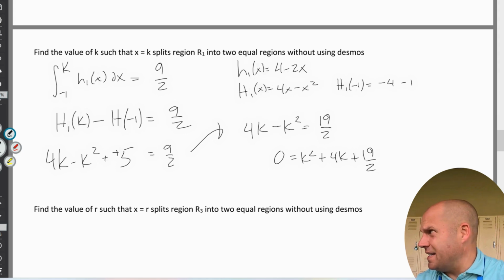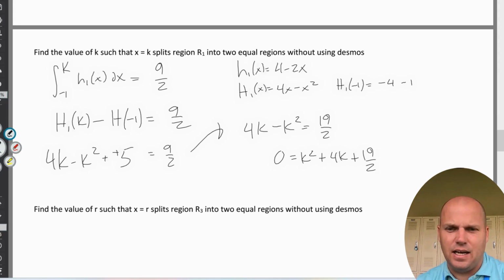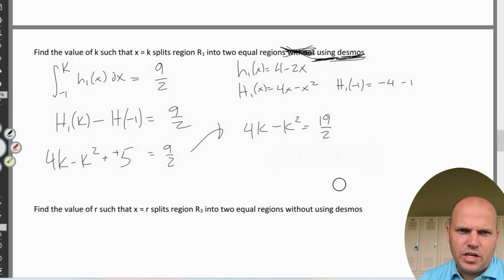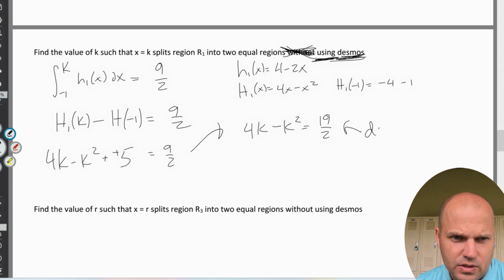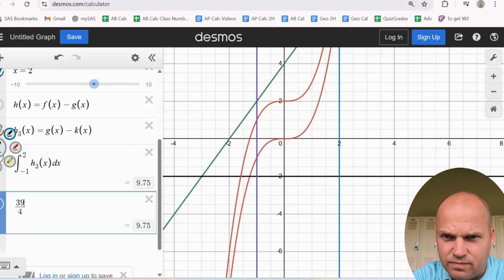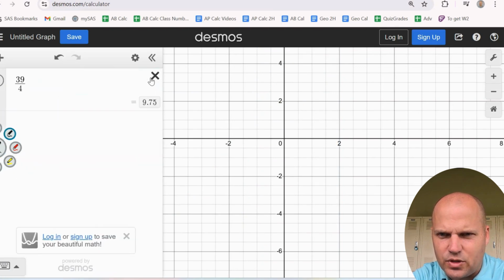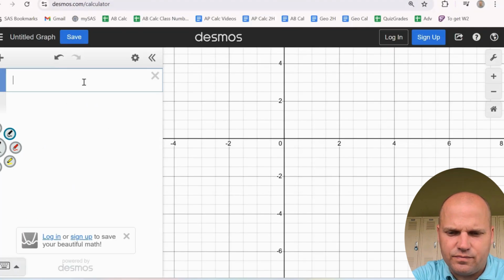Two numbers that multiply to get 19 halves and add to get 4. I don't want to do that. We need to somehow solve this equation. How do you solve an equation that you don't know how to solve? You can use Desmos. You can set the equations equal to each other and find the intersection. So my bad, guys. I really thought you would be able to do this without a calculator, but you have to solve this with a calculator.